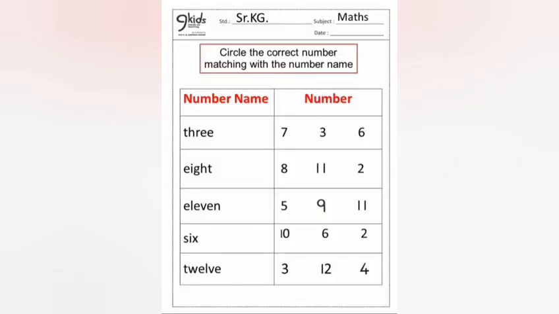It's worksheet time. In this worksheet, you have to circle the correct number matching with the number name. Now, let's first read the number name. The first number name, THREE, 3. So children, on the right side I have written 3 numbers, 7, 3 and 6. You have to circle the correct number according to its number name. In the same way, you have to circle the numbers for the remaining number names.